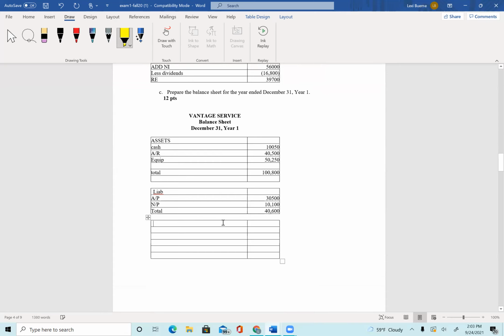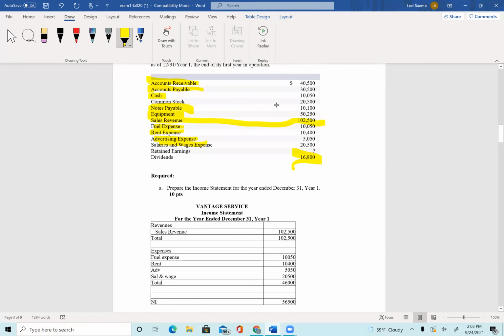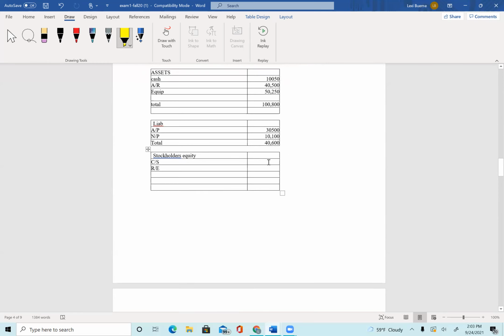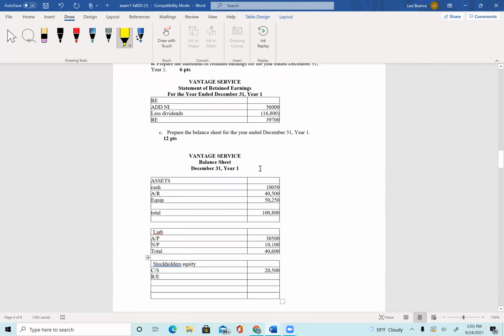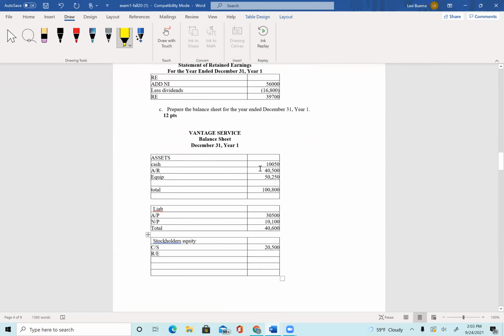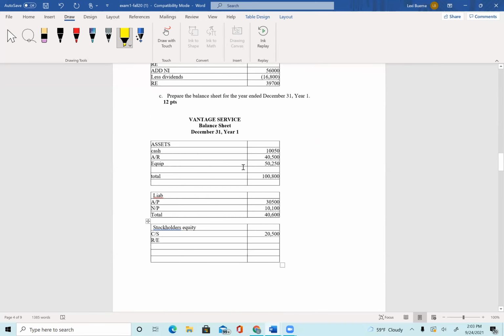And then we move to stockholders' equity. Common stock and retained earnings. Like I said, those are always the stockholders' equity accounts. Common stock we find from above here, 2,500. And then for the retained earnings amount, we don't look up above in this question. We look at the statement of retained earnings that we just found. So that's 39,700.